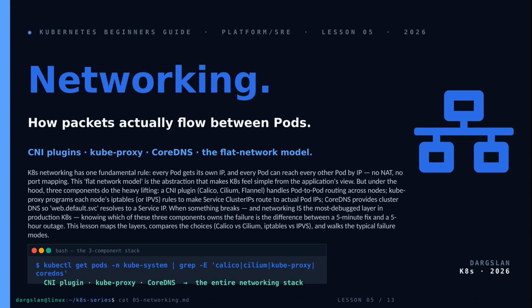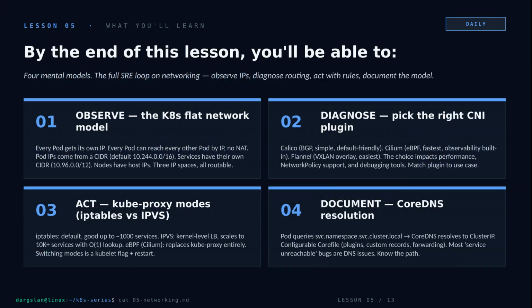That flat network is what makes K8s feel simple from an app's perspective, but underneath it's three components doing the work: a CNI plugin moving packets between nodes, kube-proxy translating service IPs to pod IPs, and CoreDNS turning names into those service IPs. Knowing which of the three owns a failure is the difference between a 5-minute fix and a 5-hour outage. So here's the map for the next 40 minutes.